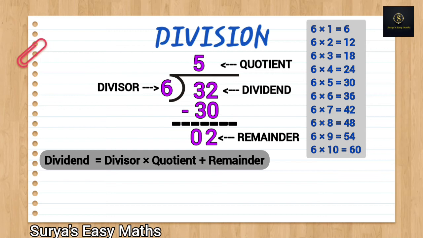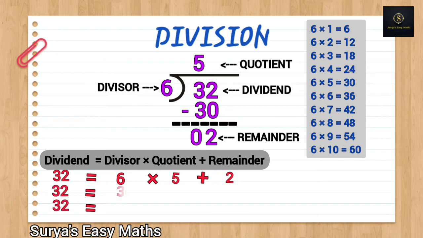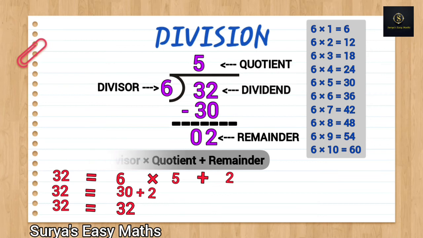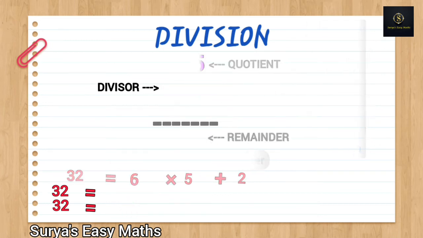So now let us put the digits according to the formula. That is 32 equals 6 into 5 plus 2, because 2 is the remainder. So 5 sixes are 30 and plus 2. So 30 plus 2, 32. So children, we have solved it correctly.